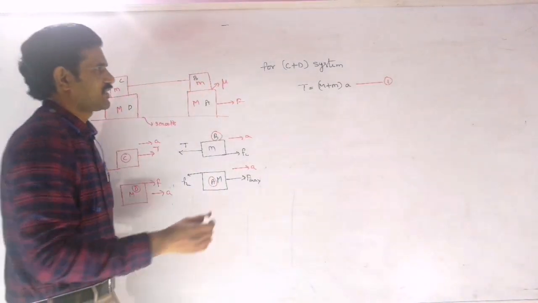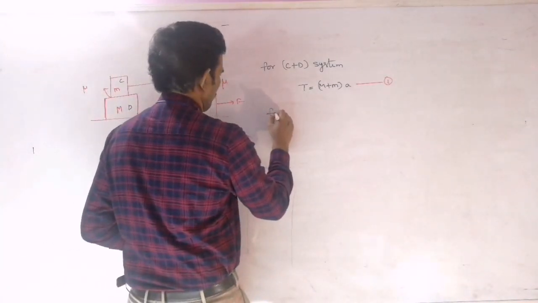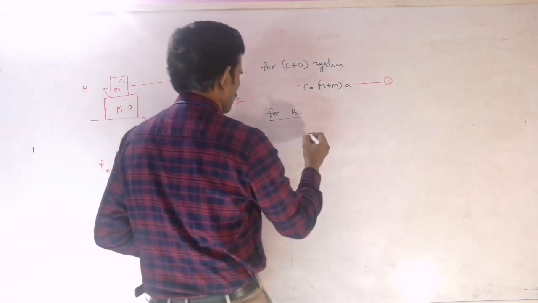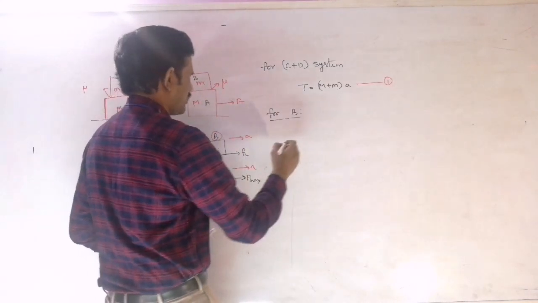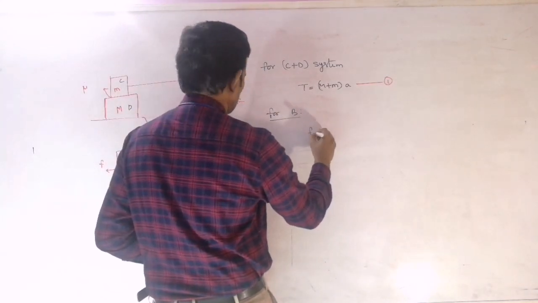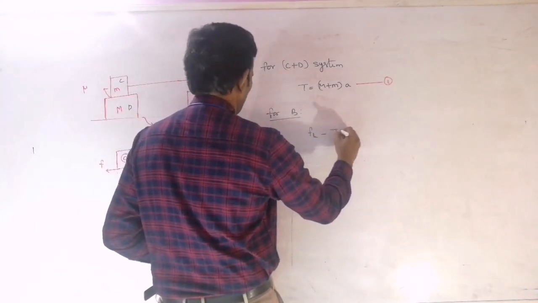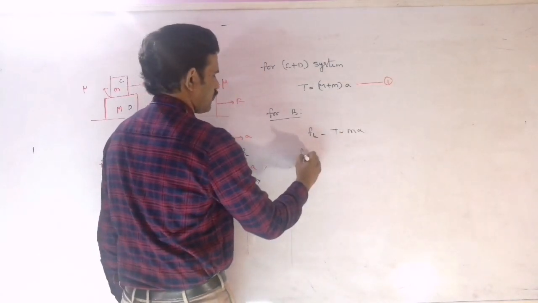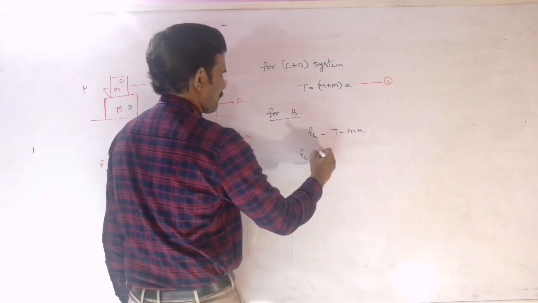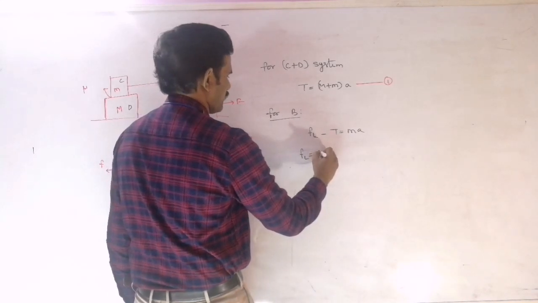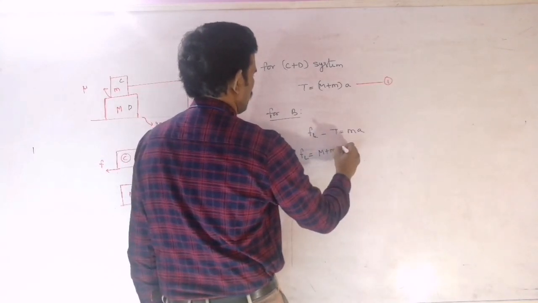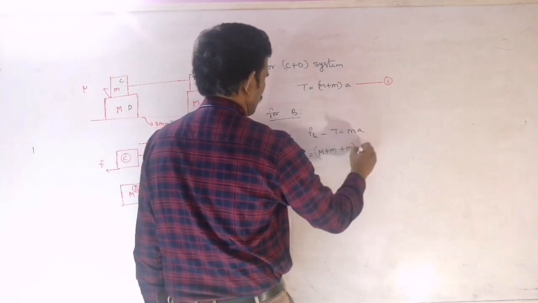And then next, let us take B. For B, let us take this free body diagram. We already mentioned the free body diagram, so I am just writing the force equation here. F limiting minus T is equal to M into A. Therefore, this F limiting is equal to T plus MA.